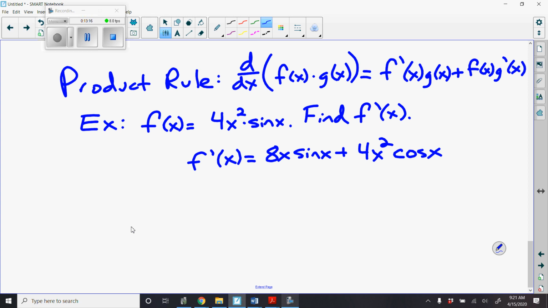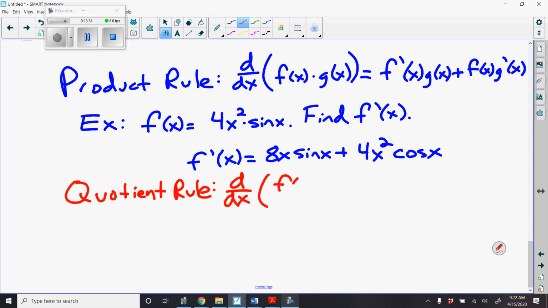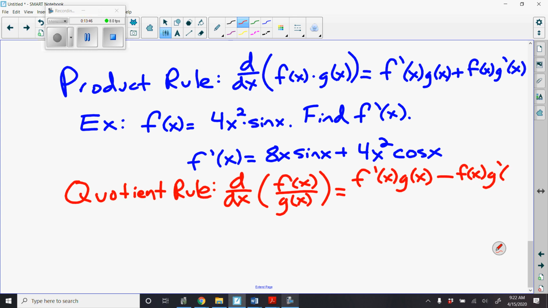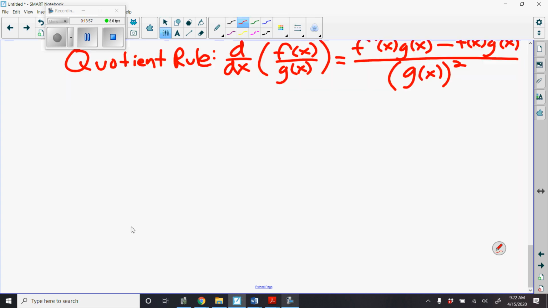Okay? Next one is quotient rule. That says the derivative of a function divided by a function gives you the derivative of the top times the bottom minus the top times the derivative of the bottom, all divided by the bottom function squared. Okay. So let's look at an example on that one.